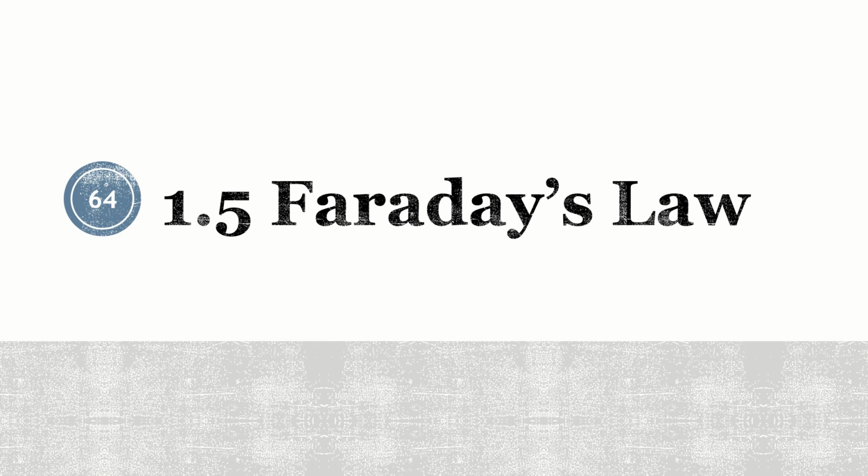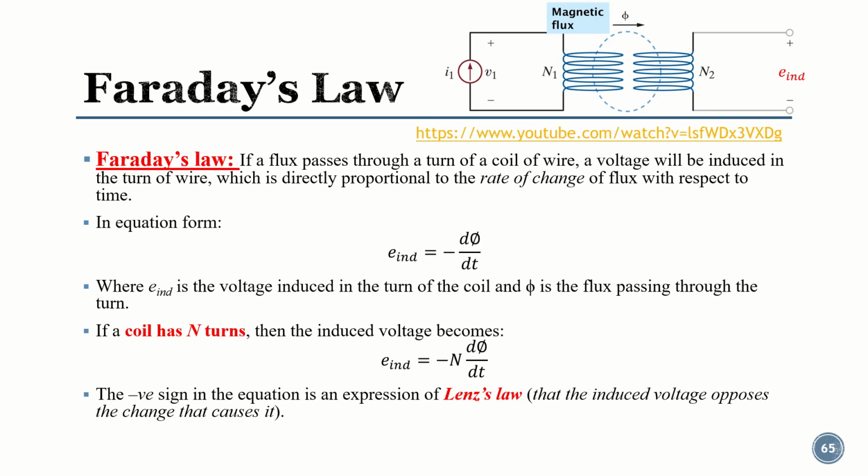Next is Faraday's law. We have learned that if the flux is changing, for example, if this is one coil and this is the second coil, then the changing flux will induce a voltage in the second coil. The rate of change of flux will induce a voltage, and the direction of the voltage will be negative because of Lenz's law. Lenz's law says that the direction of the induced voltage will be opposite to the changing flux. This is Faraday's law which we have learned earlier on, so it's just a review.